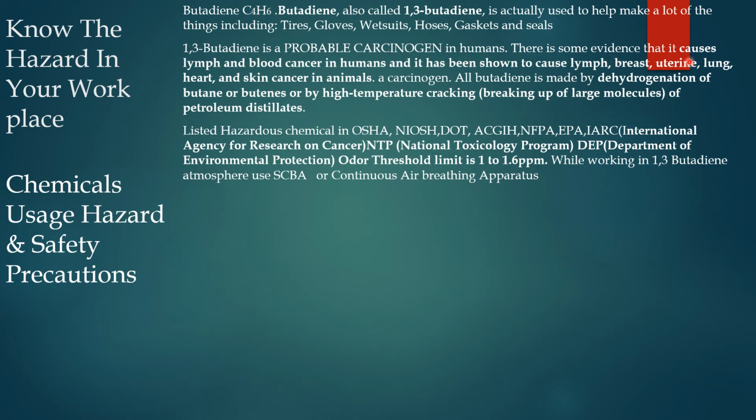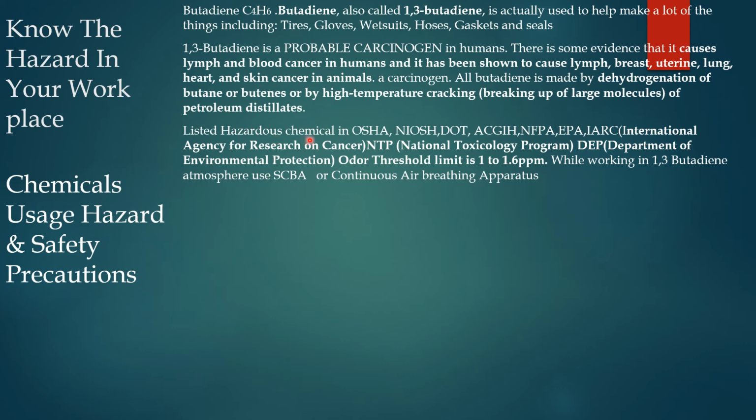Some evidence exists that it causes lymph and blood cancer in humans. Also, it has been shown to cause lymph, breast, uterine, lung, heart, and skin cancer in animals. It was tested with animals, and all this happened. See, a carcinogen. Butadiene is made by dehydrogenation of butane or butene, or by high temperature cracking in a distillation column in petroleum distilleries.